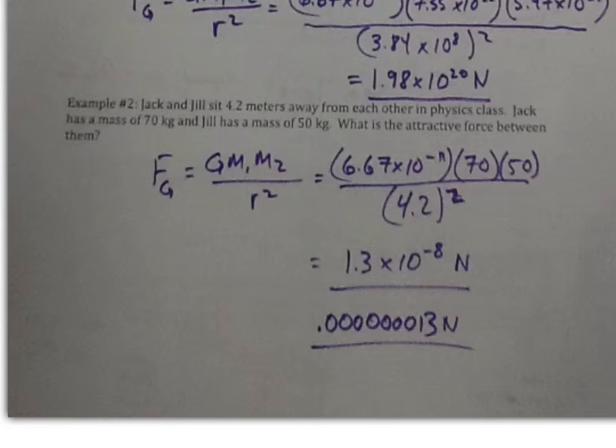Same thing, we have G, which is a constant, always 6.67 times 10 to the negative 11. We have Jack's mass, Jill's mass, and then divided by their separation distance, 4.2 meters, squared. We get an answer of 1.3 times 10 to the negative 8 newtons. Now that negative 8 represents a very, very small number, so clearly the two in physics class do not have a very strong gravitational attraction between them.